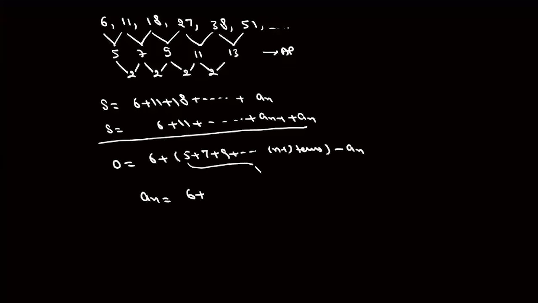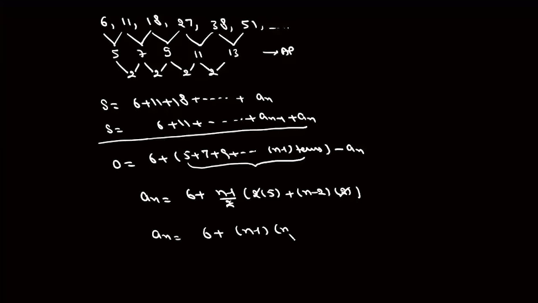Now this is the sum of n minus 1 terms of an AP. So it will be n minus 1 by 2 times twice a plus n minus 2 into d, and d in this case is 2. Now this 2 and 2 will cancel. So this an will be 6 plus n minus 1 into n plus 3, or we can write n square plus 2n plus 3.